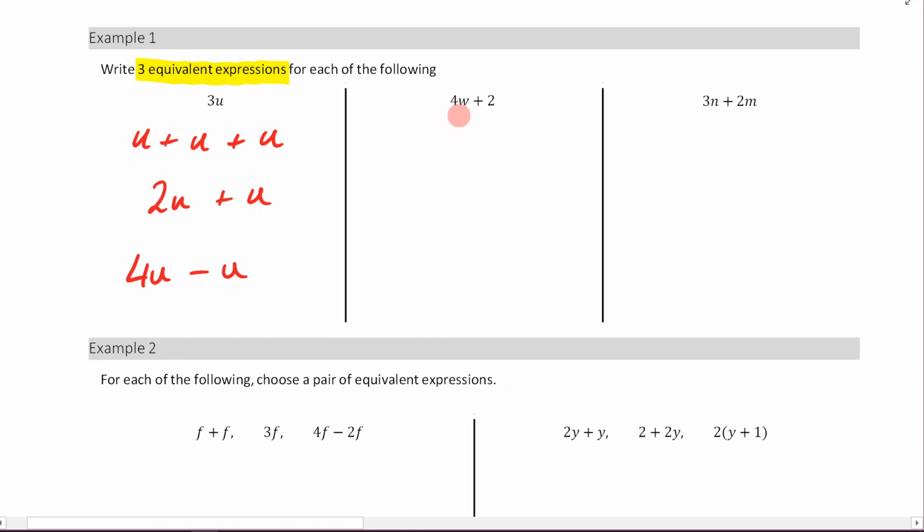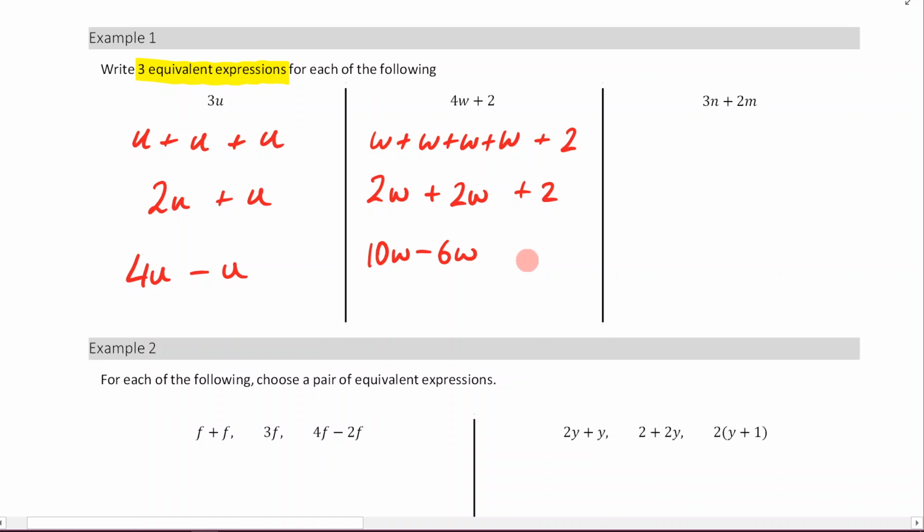Let's now move on to the next one, 4w plus 2. Okay, so we could say w plus w plus w plus w, because we've got 4 w's, and then you have to remember to add that 2 on the end, that constant. So that's one equivalent expression. We could also say 2w plus 2w plus 2, because that's 4w plus 2. Or again, if we wanted to be smart, we could say 10w minus 6w plus 2, because 10w minus 6w will be 4w.